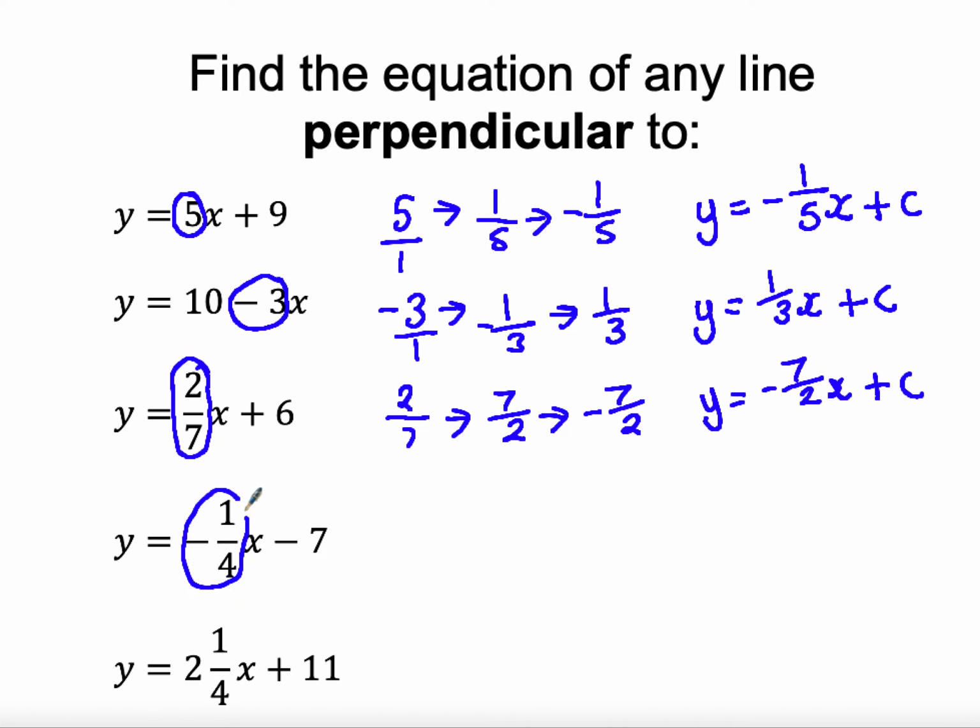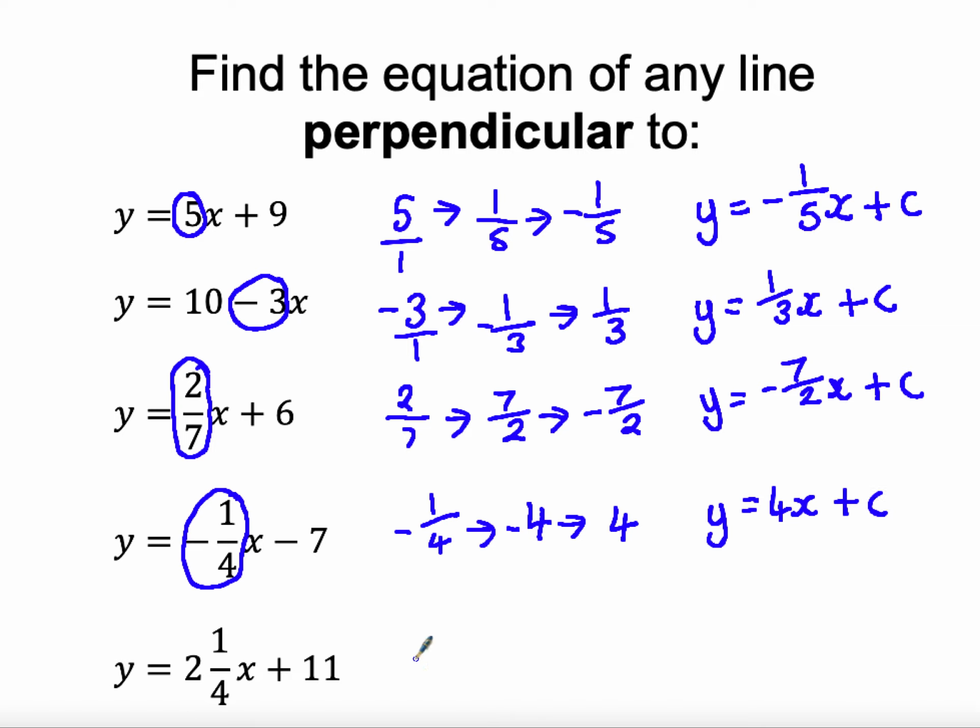Again, this one's in the form that I wanted it to be in, so they're all in y equals mx plus c, these here. So negative 1/4, I can turn it upside down. Notice here I just need it as 4, I don't need it as 4 over 1. And then I'll take the negative version of it, it'll become positive. So that will just be y equals 4x plus c.